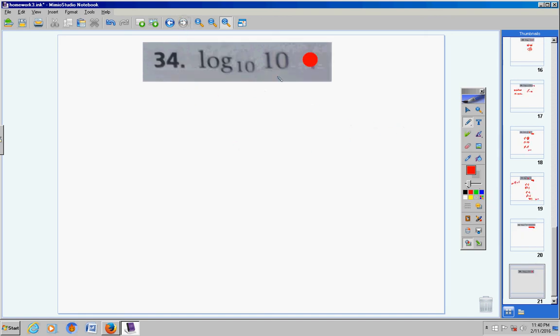Last but not least, hey, we're done. What a way to end. What is my power right here, even though I can't see it? A 1. Hey, whenever these two numbers match, cross everything off, and your answer is the exponent. So the answer is 1.